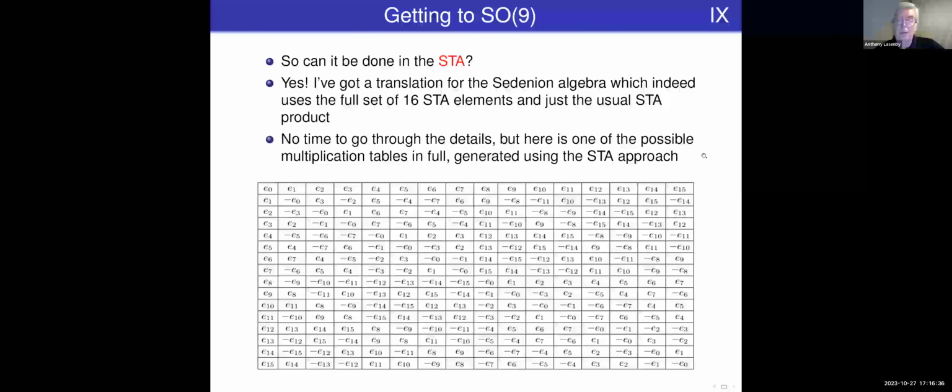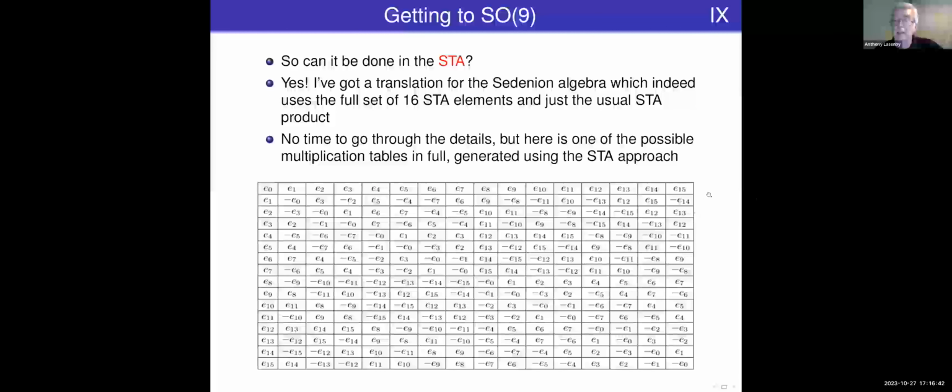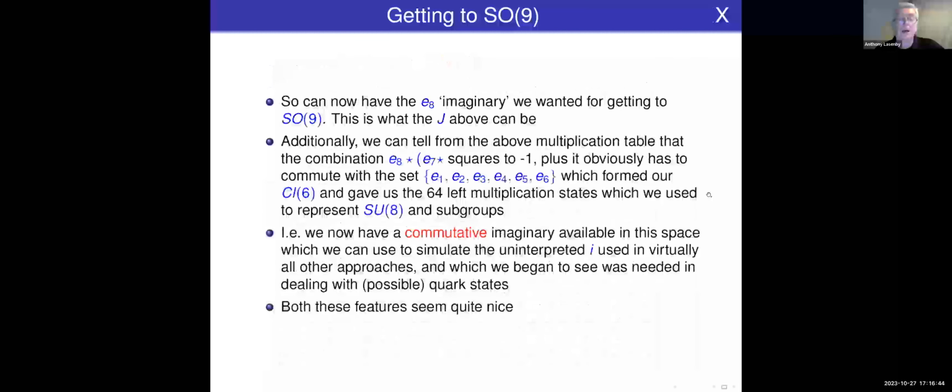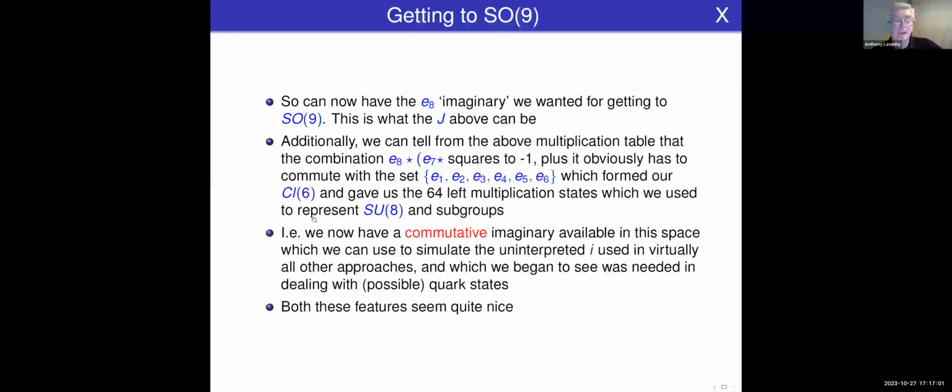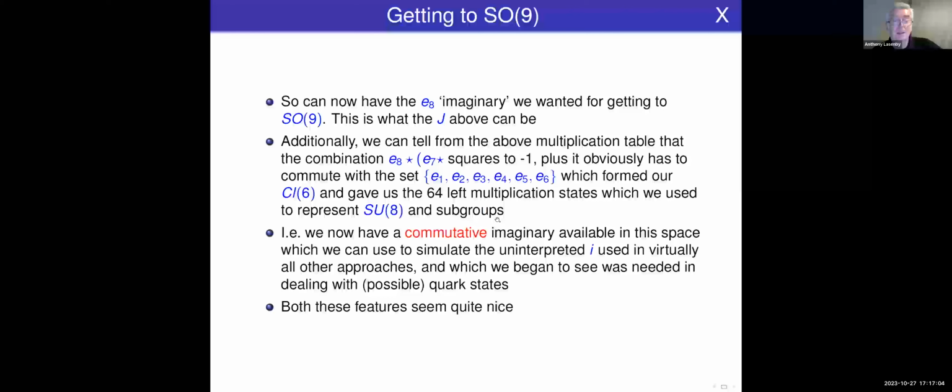If you have a chance to look at this at leisure at some point, I invite you to look at the E8, E7, and E7, E8 columns and rows. What you'll find is that E7 followed by E8 squares to -1, plus obviously it has to commute with the set E1 through E6, which formed the Cl6 and gave us the 64 left multiplication states, which we use to represent SU8 and subgroups.